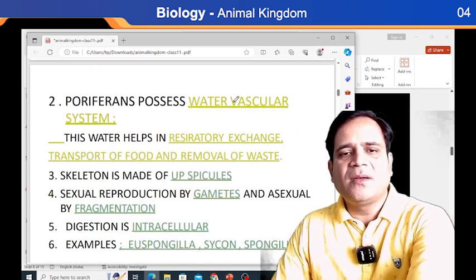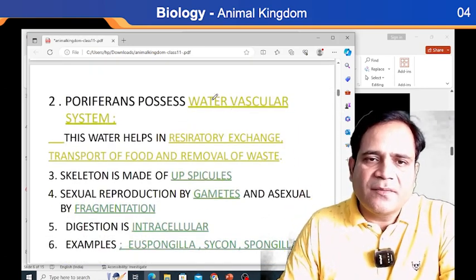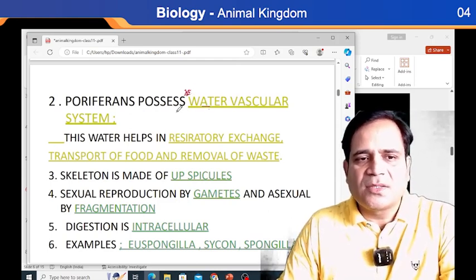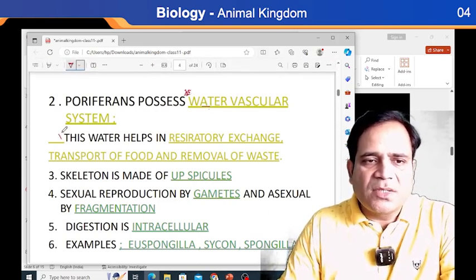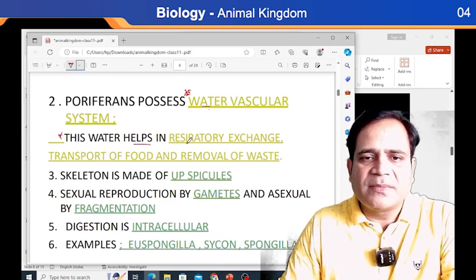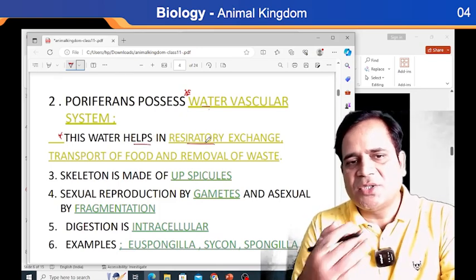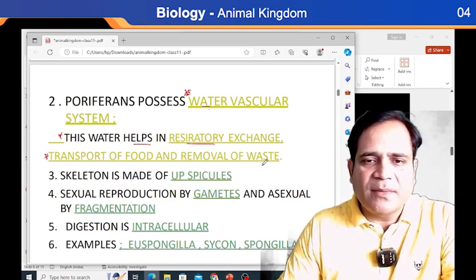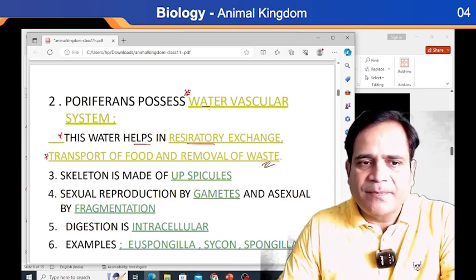A poriferan possesses which system? Very important to know here, my dear: the water vascular system. This water vascular system helps in respiratory exchanges, which means exchange of gases will take place, and in transport of food and removal of waste material, my dear. The skeleton is made up of spicules.